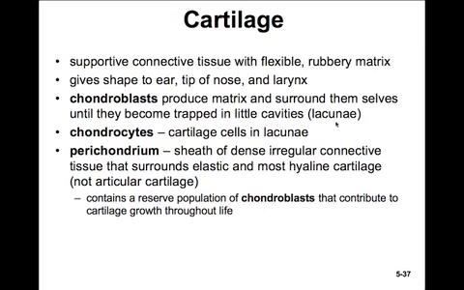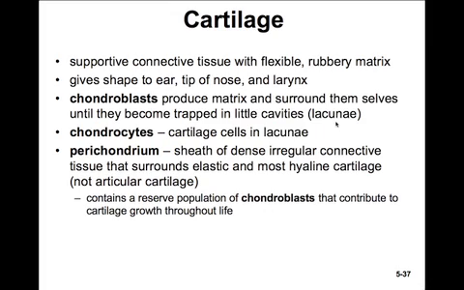Cartilage is a supportive connective tissue. It's very flexible but has a rubbery matrix. It gives the shape to the ear and the tip of the nose. Chondroblasts are the cells that produce matrix. They surround themselves with matrix until they become trapped in little cavities called lacunae. Chondrocytes are cartilage cells that exist inside the lacunae. So they're chondroblasts until they manufacture enough matrix to surround themselves, at which point they become chondrocytes.